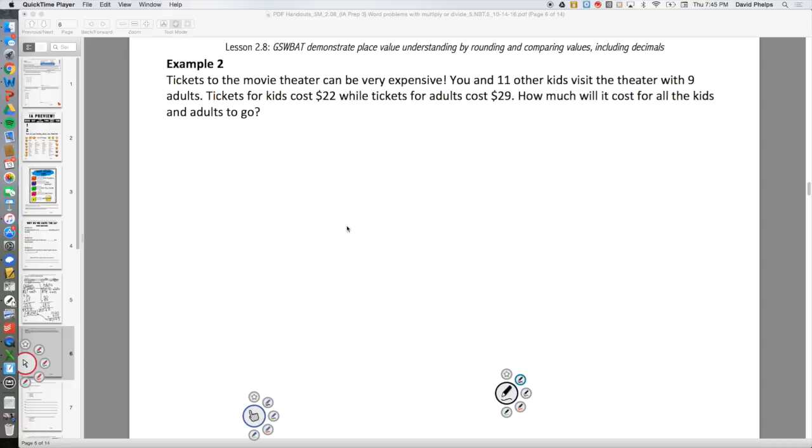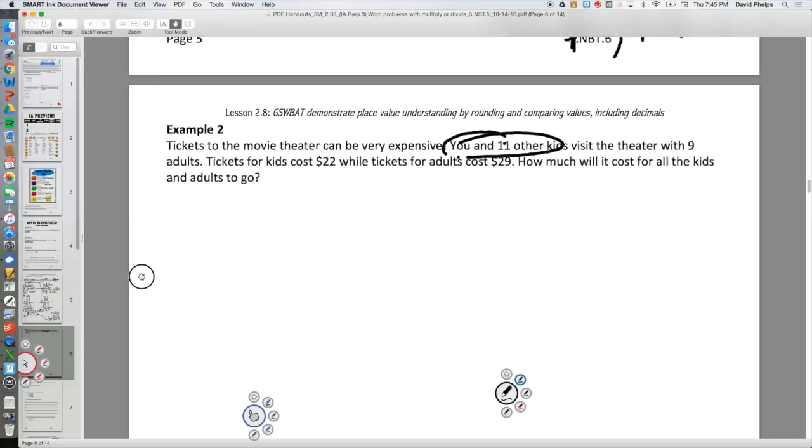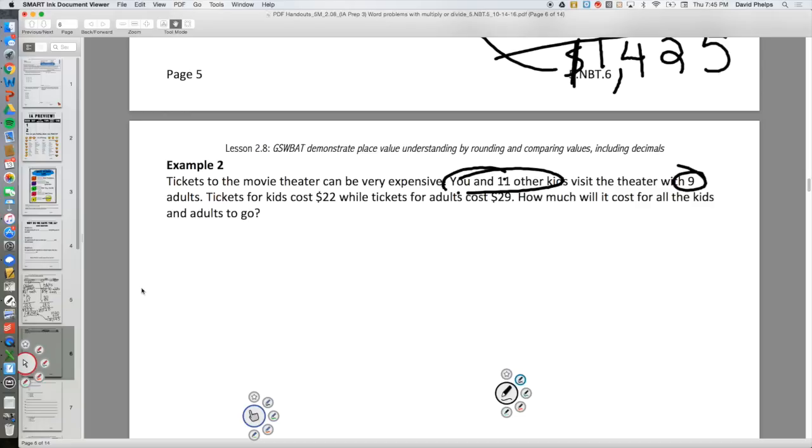Example 2, you should annotate. You and 11 other kids visit the theater with 9 adults. Circle that, that's an important number. And we know the cost for kids is $22. The cost for adults is $29. Underline the question. How much will it cost for all the kids and adults to go?